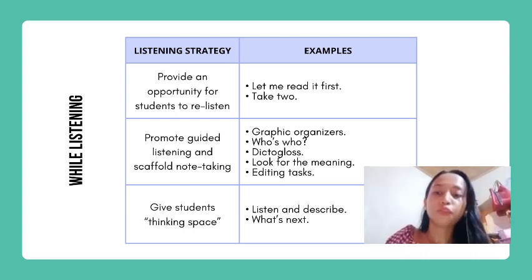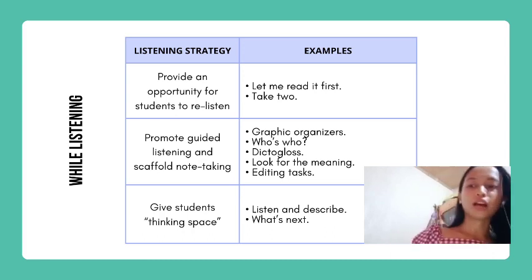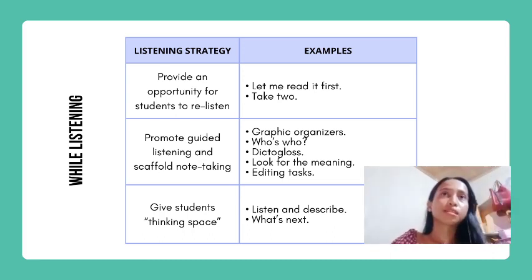Now next one is look for the meaning. So here the teacher will provide a list of words to the students before listening to a certain story or whatsoever, and have them read it and instruct them as you play the audio track. They also have to write the words that have the same meaning. So it is somewhat like a synonym activity. The last one is editing task. So students discern discrepancies between what they hear and the printed text.